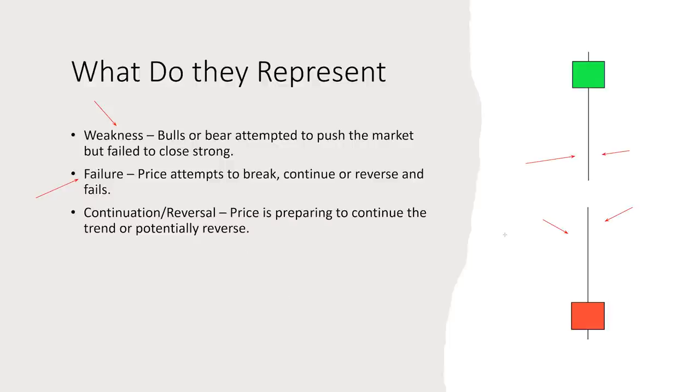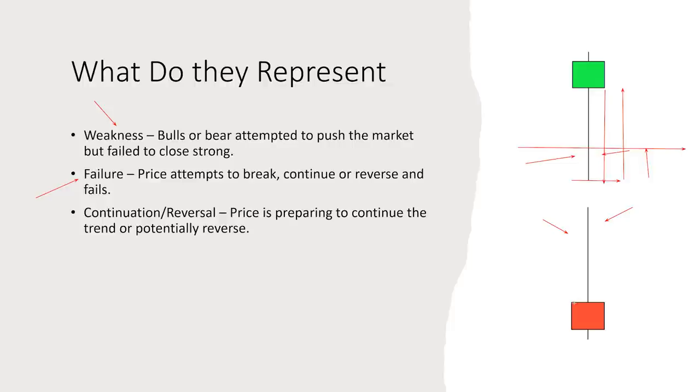Price attempts to break, continue, or reverse and fails. So let's say this is a key level in the market. This candle was once bearish, which attempted to break the key level, but because it didn't close strong bearish, it failed and rejected this level. It failed to break, continue, or reverse.